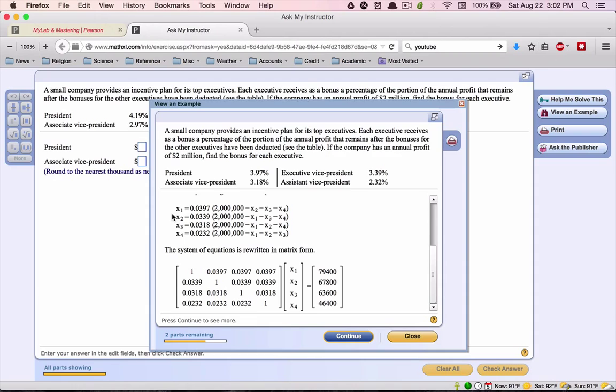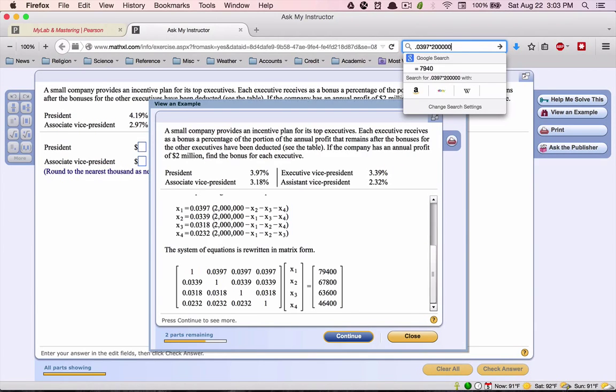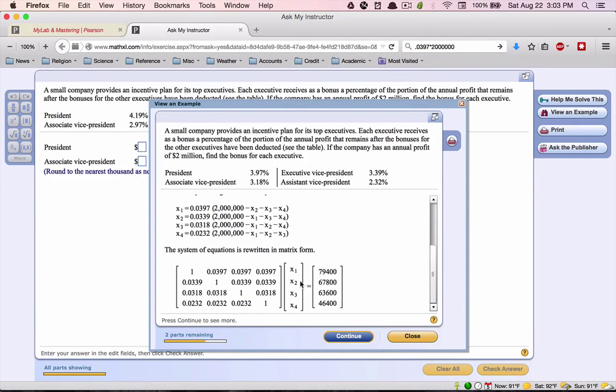equation in standard form. x1 minus x2, that's going to be plus 0.0397x2 plus 0.0397x3 plus 0.0397x4, all on the left-hand side, x1 plus 0.0397x2 plus 0.0397x3, etc., equal, on the right-hand side, 0.0397 times 2 million. That's where the 79,400 is coming from. You can actually see this, right? 0.0397 times 2 million, 79,400. That's where those numbers are coming from. And once you've done that, you're going to get the matrix set up.